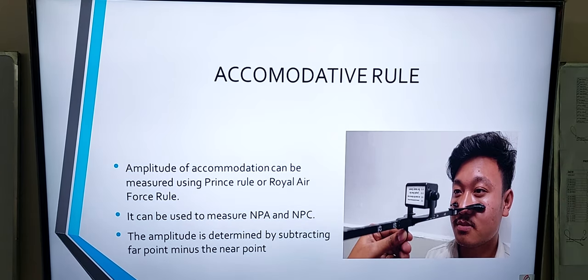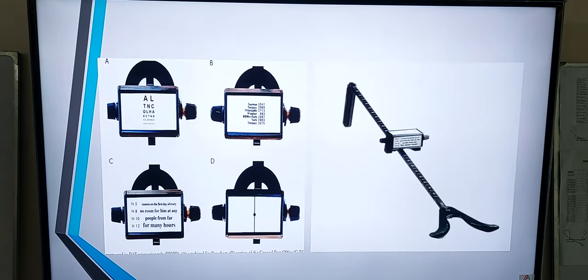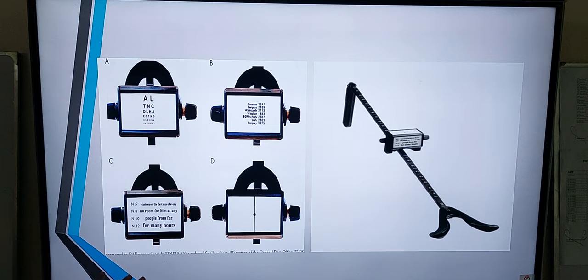It can also be measured using the Prince rule or the RAF rule, the Royal Air Force rule. It can be used to measure the near point of accommodation as well as the near point of convergence. The amplitude is determined by subtracting the power for the far point from the near point. Here we can see there are different displays. This vertical line is used to determine the near point of convergence, and any of the rest can be used to determine the near point of accommodation.